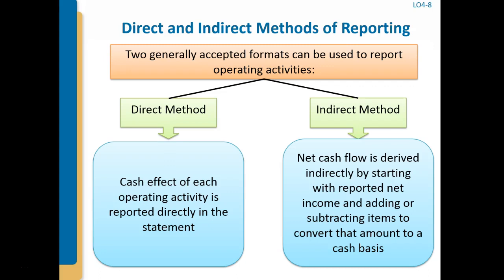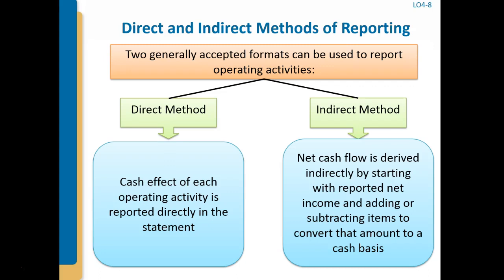So to reverse this, we add back depreciation expense to net income to arrive at the amount that we would have had if depreciation hadn't been subtracted. Second, we make adjustments for changes in operating assets and liabilities during the period that indicate that amounts included as components of net income are not the same as cash flows for those components.